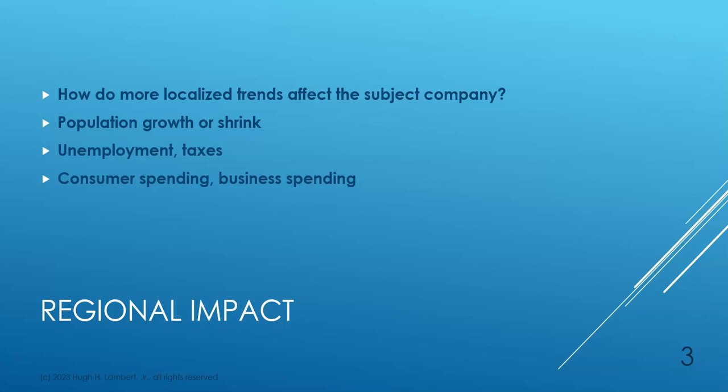What's happening with the tax status in our regional market? Are we in a high tax state like California or New York? Are we in a low tax state like Florida, for instance, no state income tax? That can give consumers more discretionary money to spend. And then what is happening with consumer spending and business spending? And these are different sources that you can find that will discuss these things, including articles that you find in the business press.